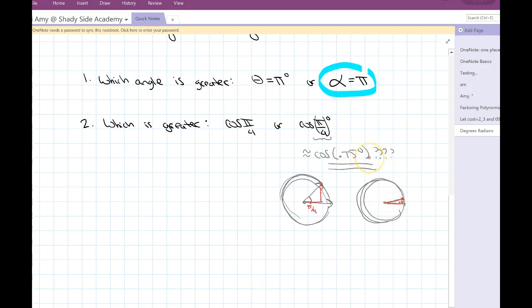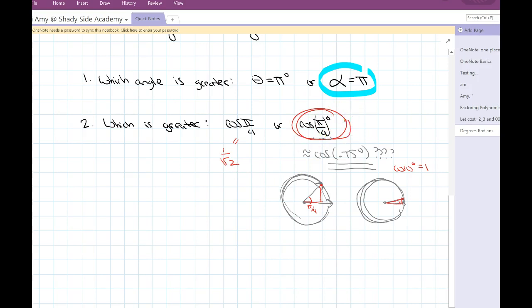And then I think to myself, well, I know the cosine of 0 degrees equals 1. So the cosine of 0.75 is going to be close to 1. And being close to 1, like 0.999, is bigger than 1 over root 2. So this is the greater value. Okay, that's just some thinking questions.